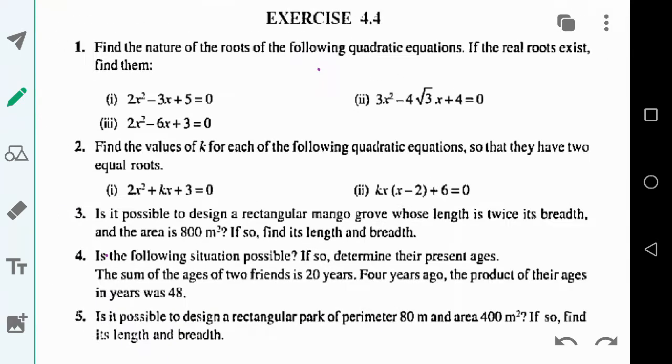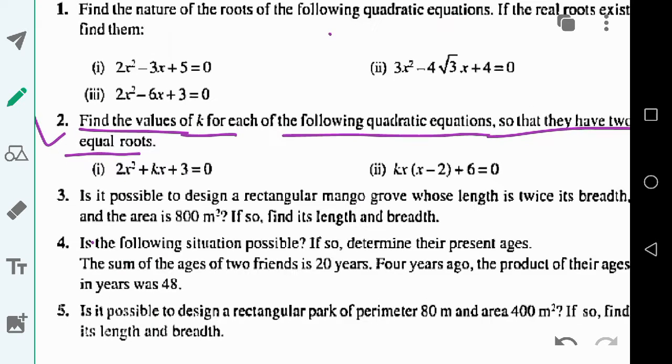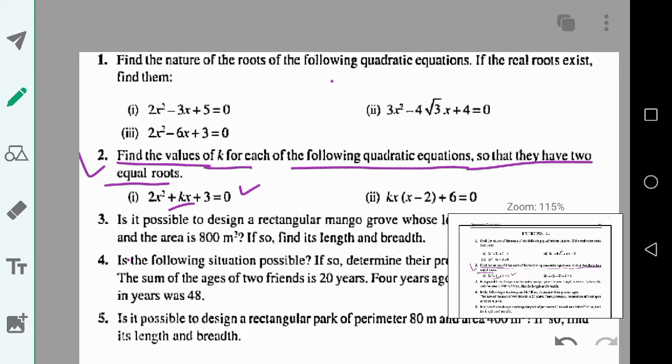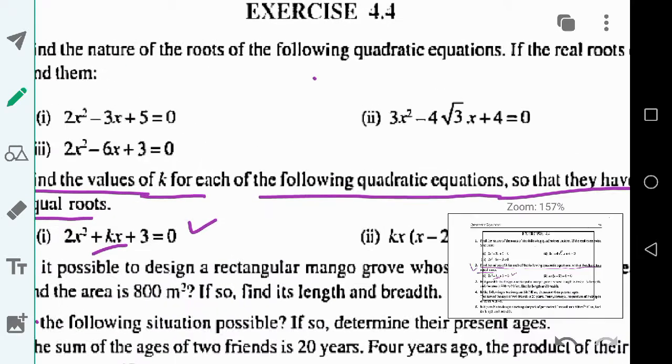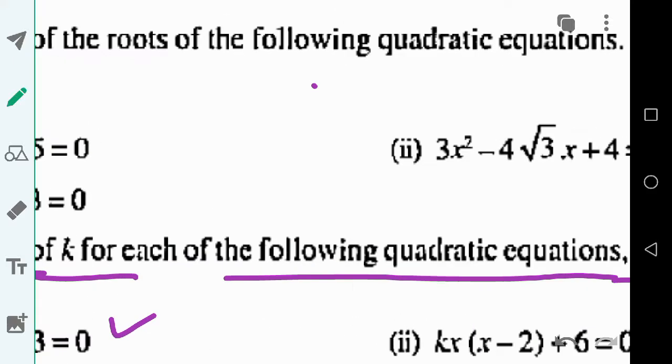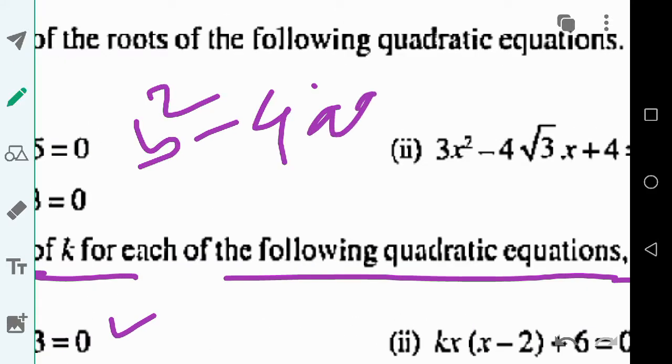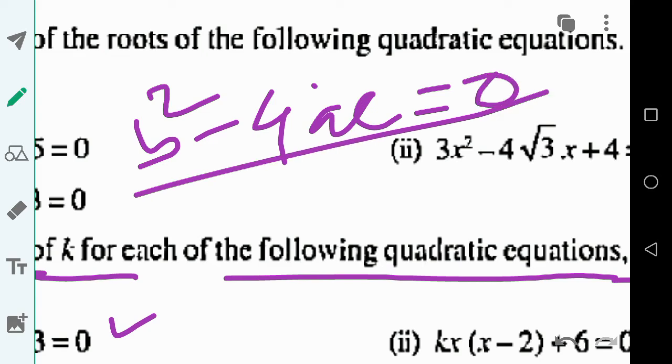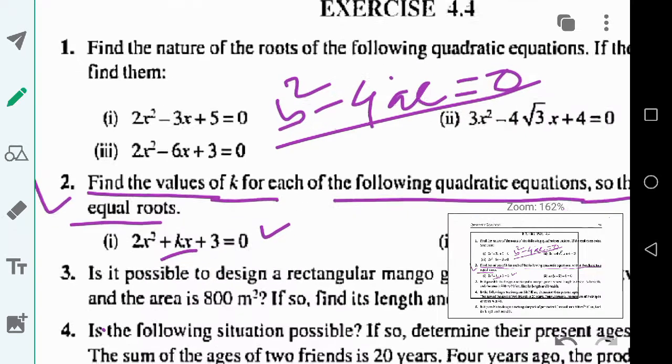Now let us solve question number 2. Find the values of k for each of the following quadratic equations so that they have two equal roots. So we need to find the value of k here for which this equation will have two equal roots. So what is the condition to have equal roots? That is b square minus 4ac is equal to 0. Using this condition we can find the value of k here.